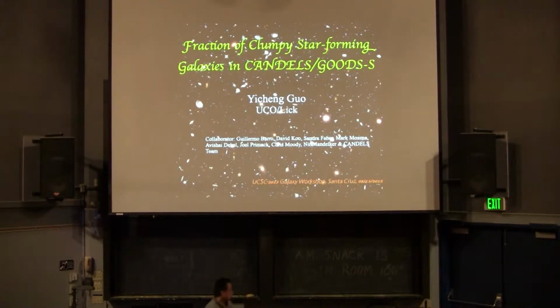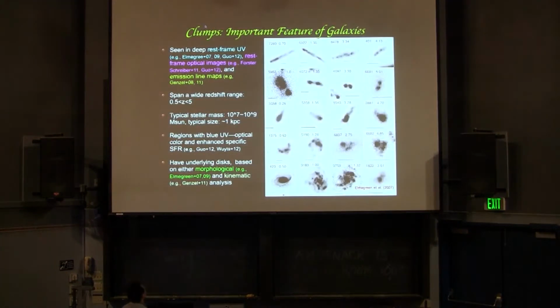So today I'm going to talk about the fraction of clumpy galaxies from CANDELS GOODS-S field. It's a preliminary result, and my collaborators mostly come from the CANDELS team. So clumps are an important observational feature of galaxies, and they are mostly seen in rest-frame UV and rest-frame optical images. And they are also seen in emission line maps, for example, H-alpha images.